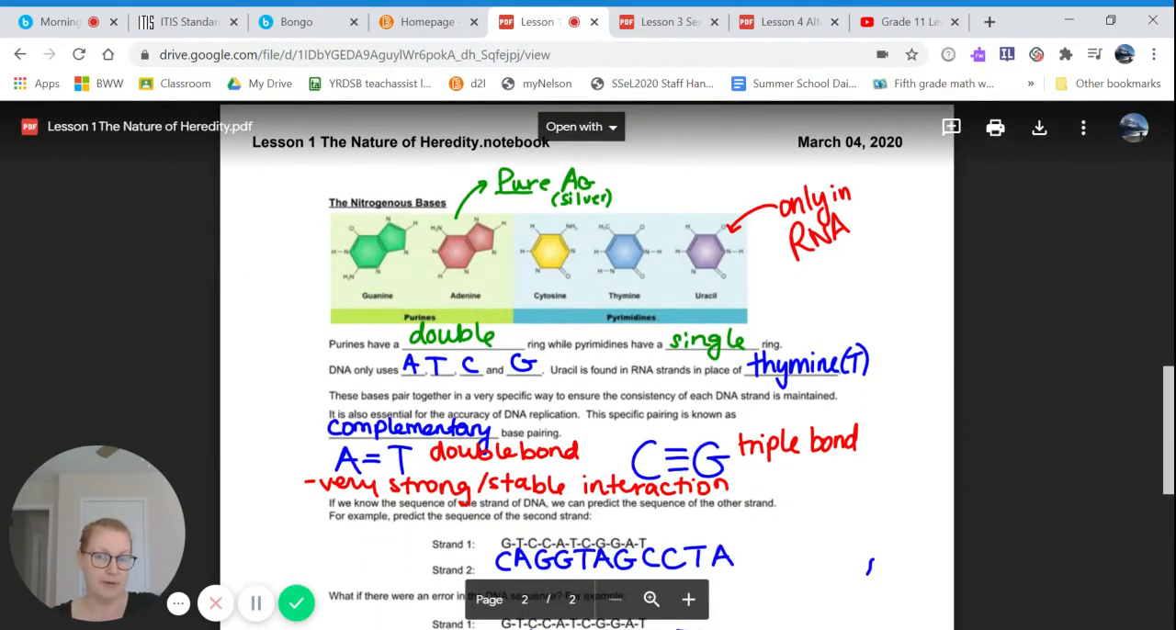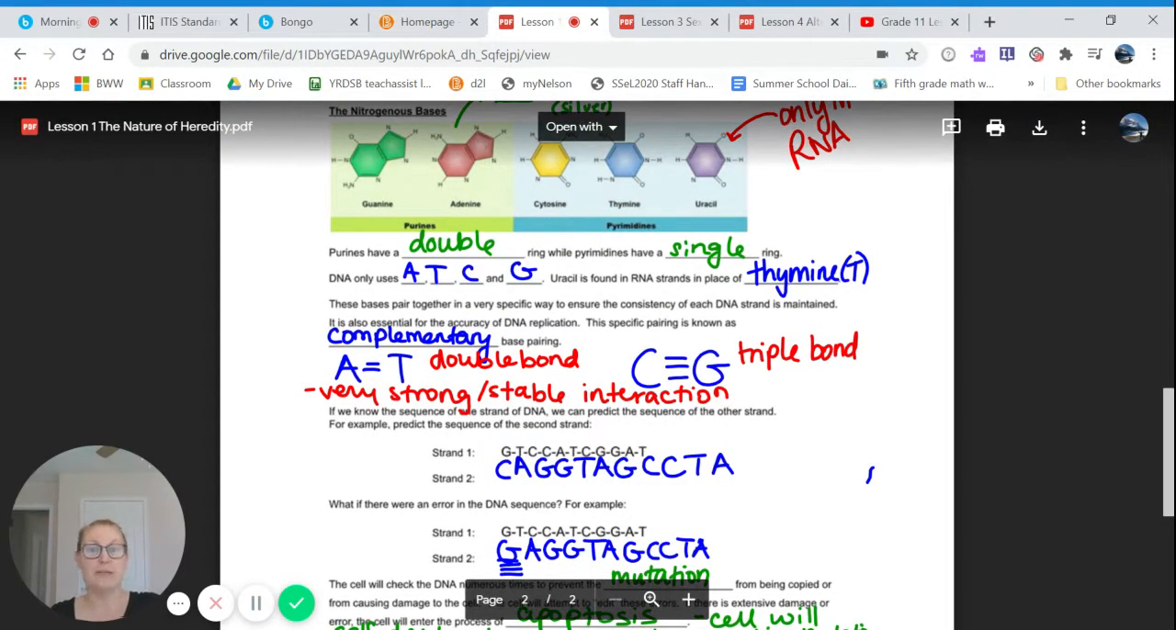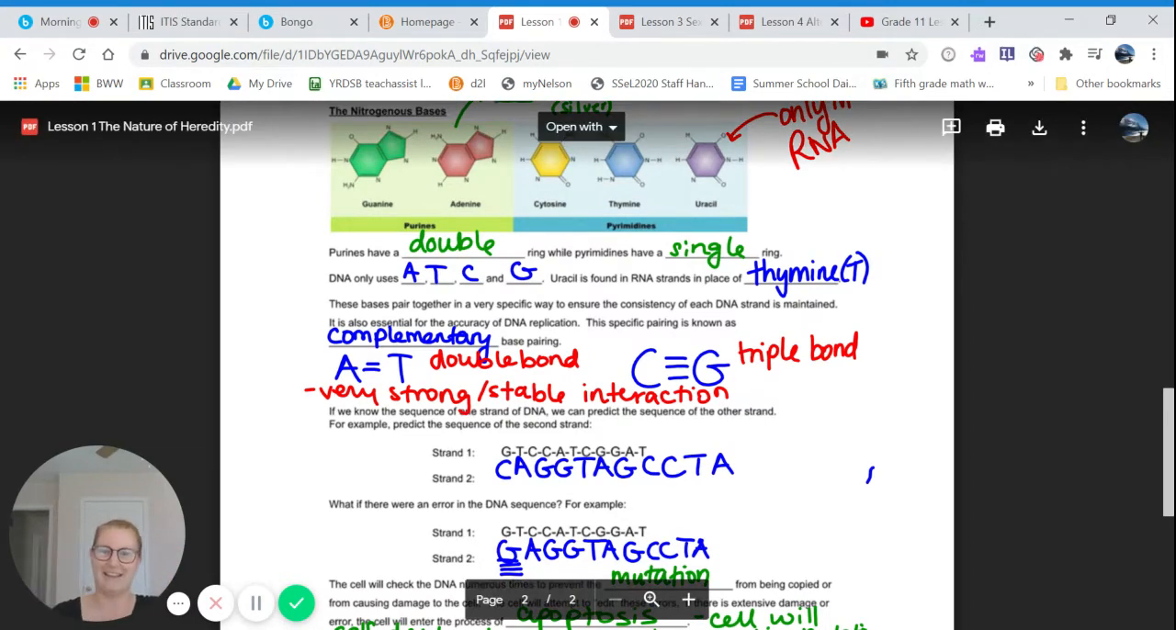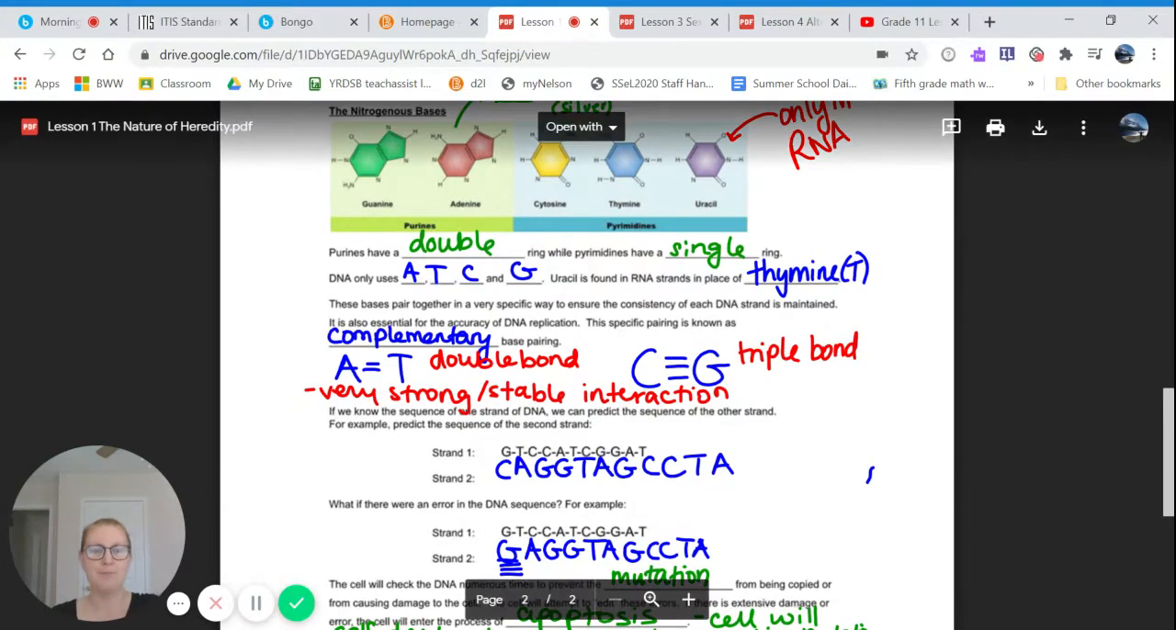With complementary base pairing, we will always have A, adenine, across from thymine, so a double ring across from a single ring. A and T, I always remember, has 2 straight lines, which is like the A part and then the T part. They are always across from each other and they form a double bond, which is a hydrogen bond if you've taken chemistry before.